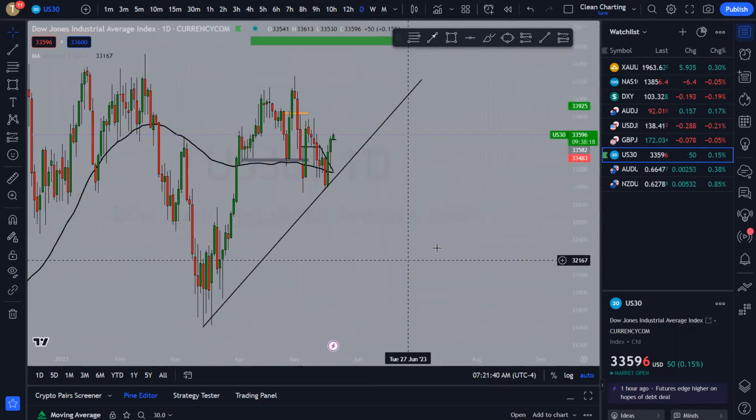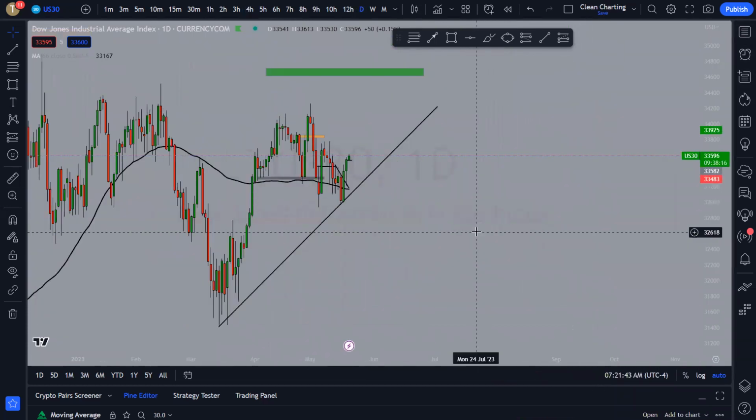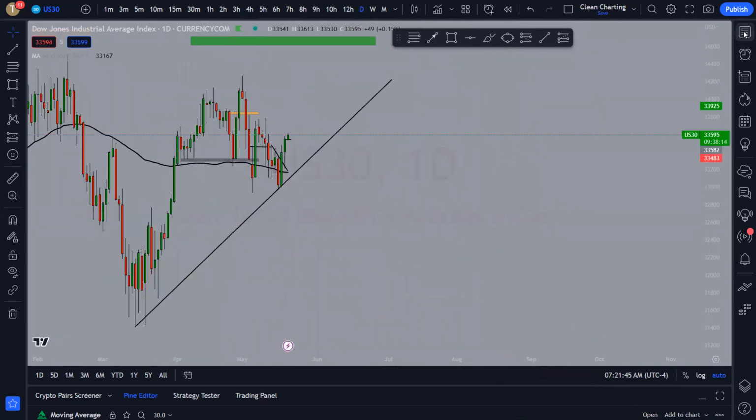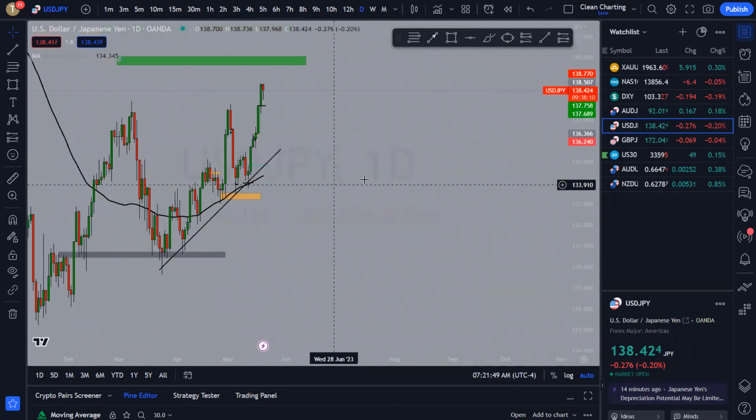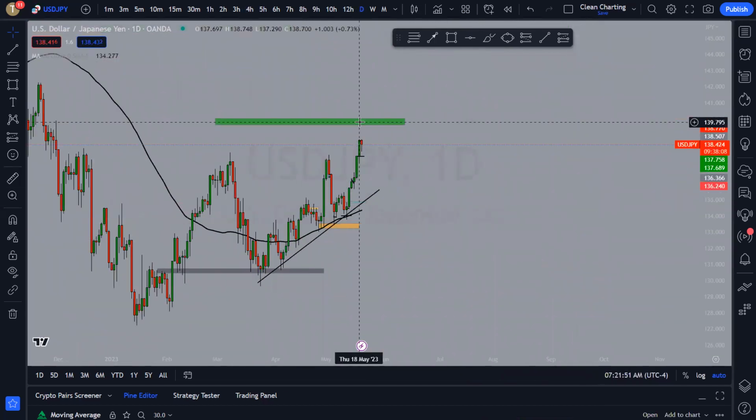So yeah, that's pretty much what it is for US30. And just to give an update also on the other pairs, UJ is still the same markup, still looking to finish off its move. But I'll drop the next video with UJ and gold. But yeah.